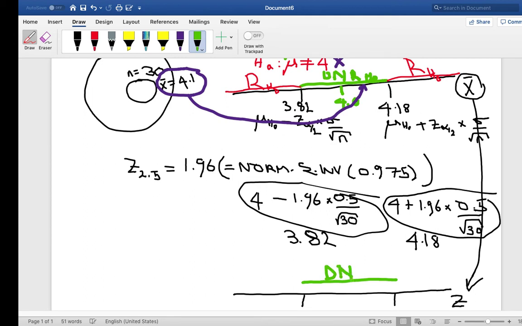Have you noticed that the test that we do, you either do not reject H0 or you reject H0? The test is always done on H0. See here, reject H0. And over on the other side is also going to be a reject H0.